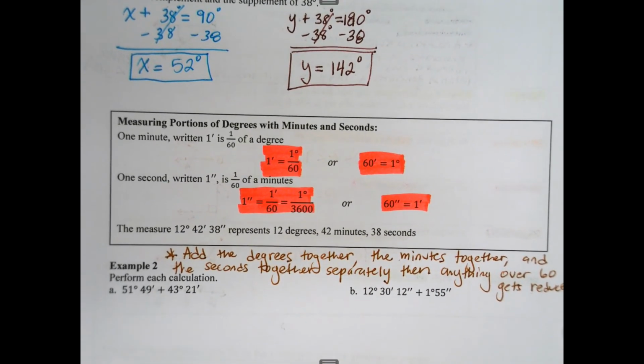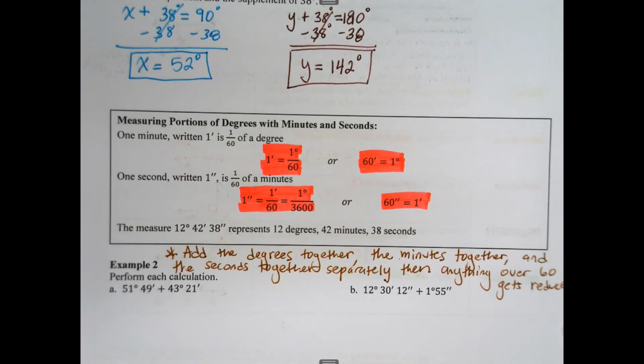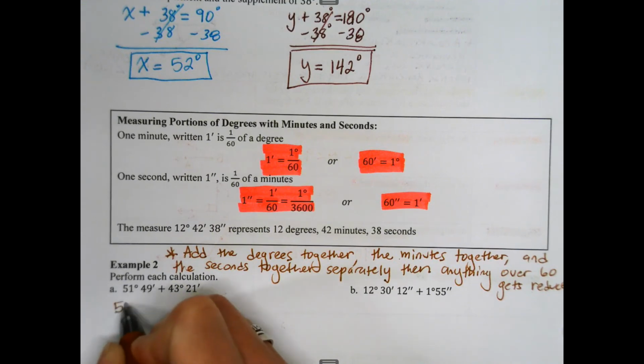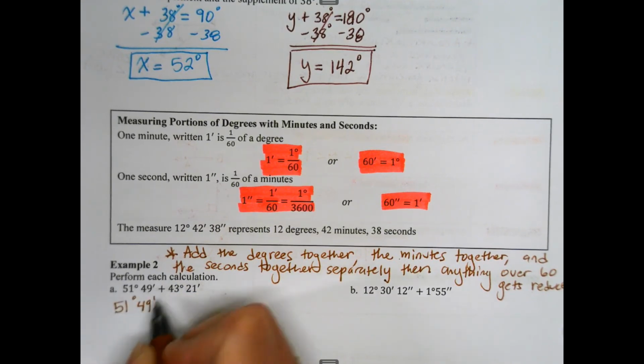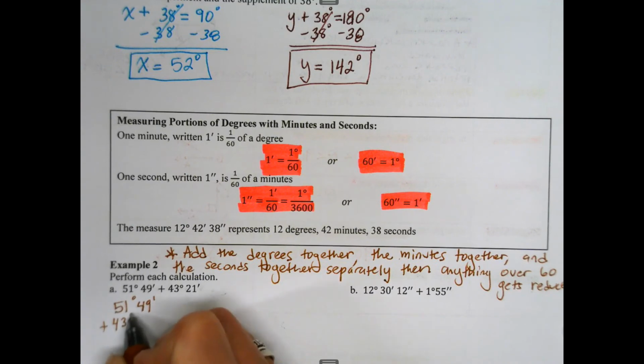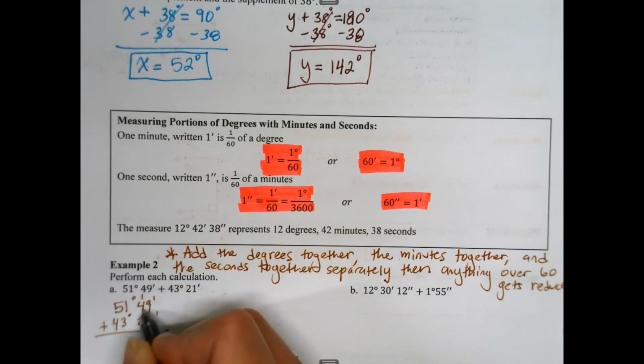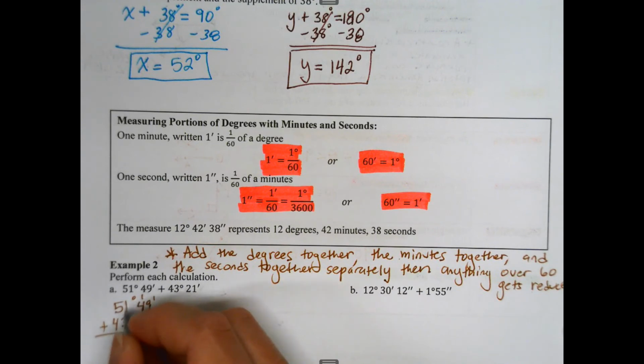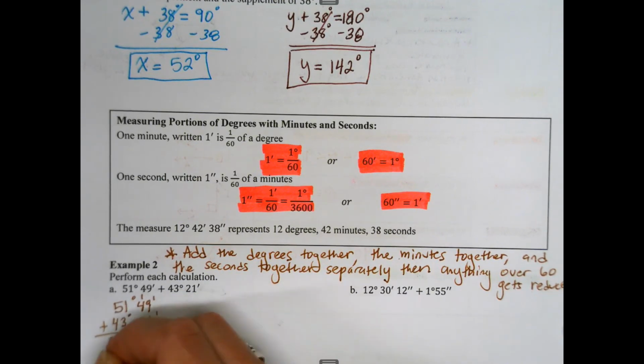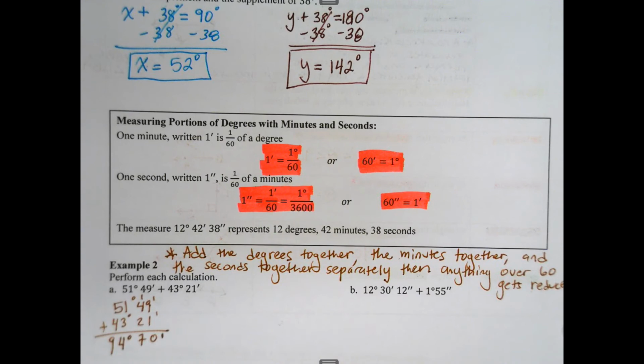So 51 degrees, 49 minutes plus 43 degrees, 21 minutes. I'm going to add my minutes first. 9 plus 1 gives me 10. 4 plus 2 is 6, plus 1 is 7. So we have 70 minutes. 94 degrees and 70 minutes.